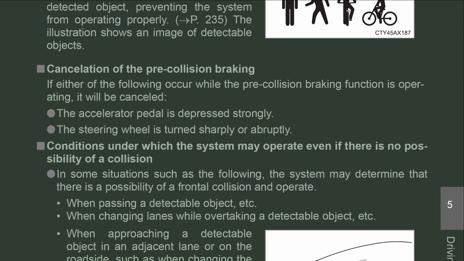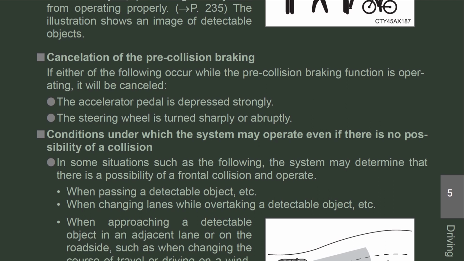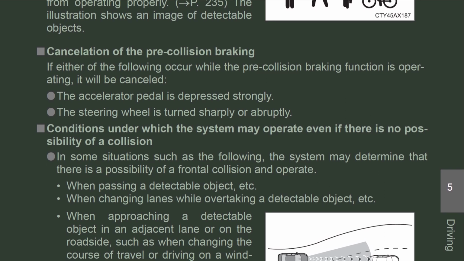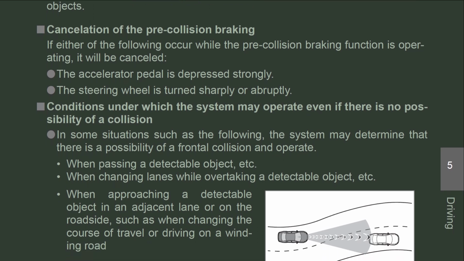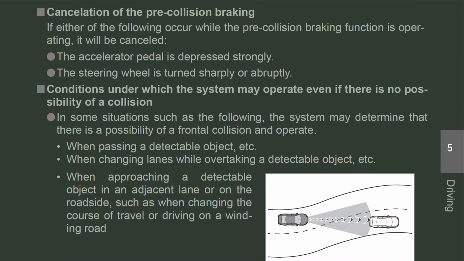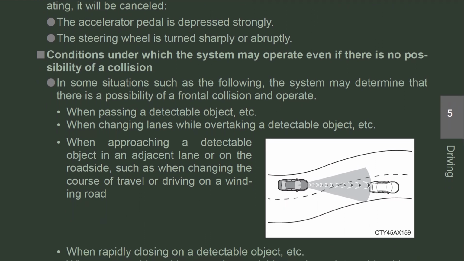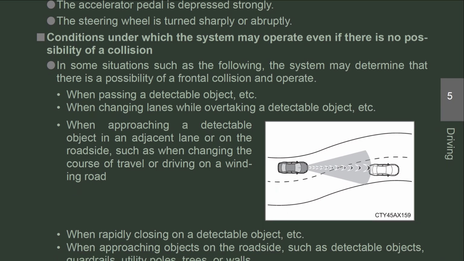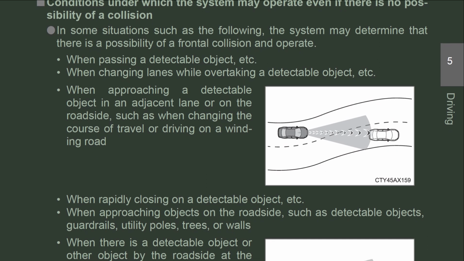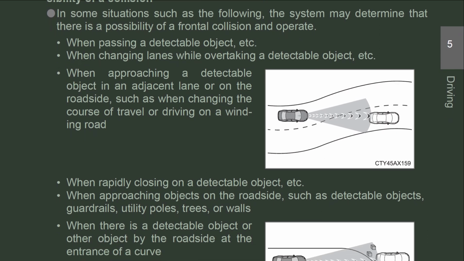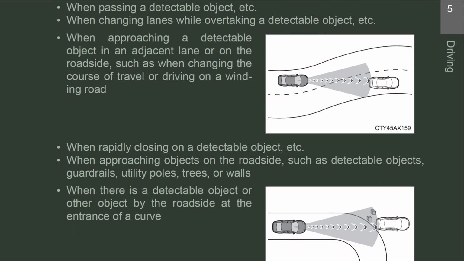Conditions under which the system may operate even if there is no possibility of a collision. In some situations such as the following, the system may determine that there is a possibility of a frontal collision and operate. When passing a detectable object, etc. When changing lanes while overtaking a detectable object, etc. When approaching a detectable object in an adjacent lane or on the roadside, such as when changing the course of travel or driving on a winding road. When rapidly closing on a detectable object, etc.